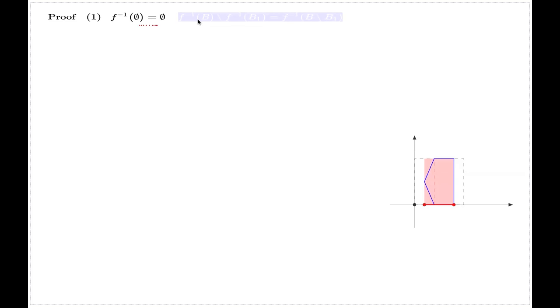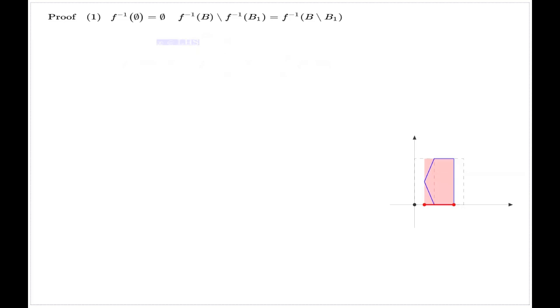Also, I observe that the pre-image satisfies this identity. The pre-image of a set difference is the set difference of the individual pre-images. In fact, every set operation commutes with the pre-image this way. They're completely interchangeable. But I'll actually show you this part of it.